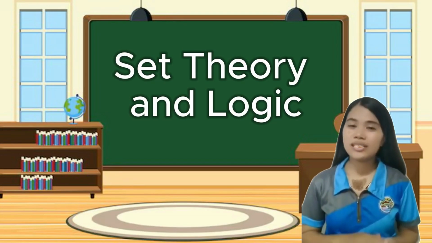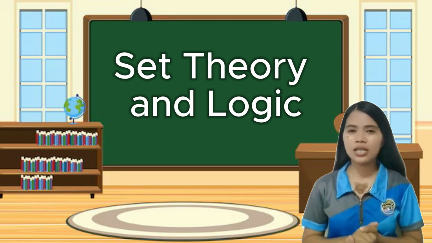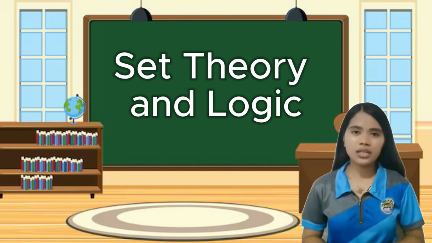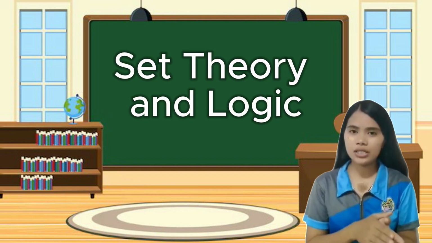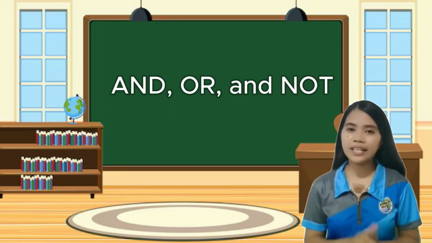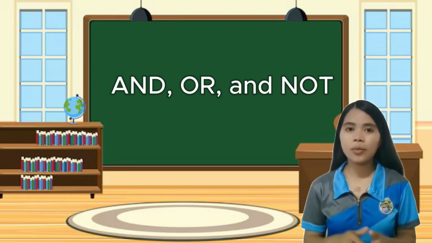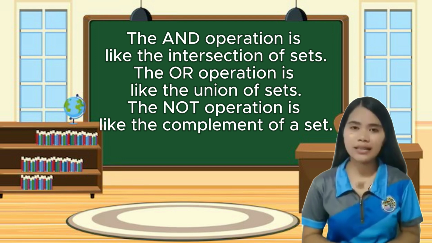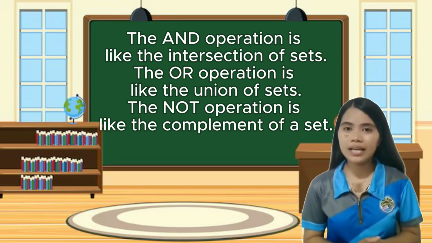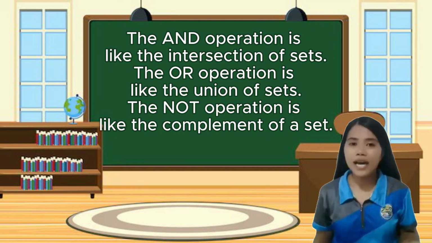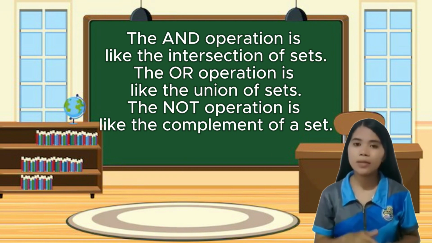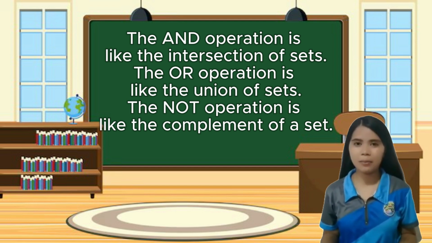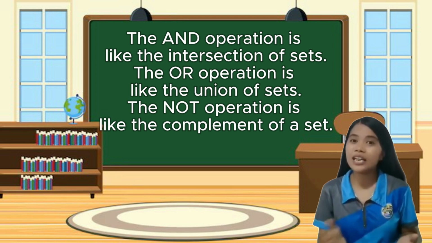The connection between set theory and logic. Set theory is closely related to logic, particularly propositional logic. In logic, we use operations like and, or, and not, which have corresponding set operations. The and operation is like the intersection of sets. The or operation is like the union of sets. The not operation is like the complement of a set. These operations can be visualized using Venn diagrams, which are a great way to represent the relationship between sets.